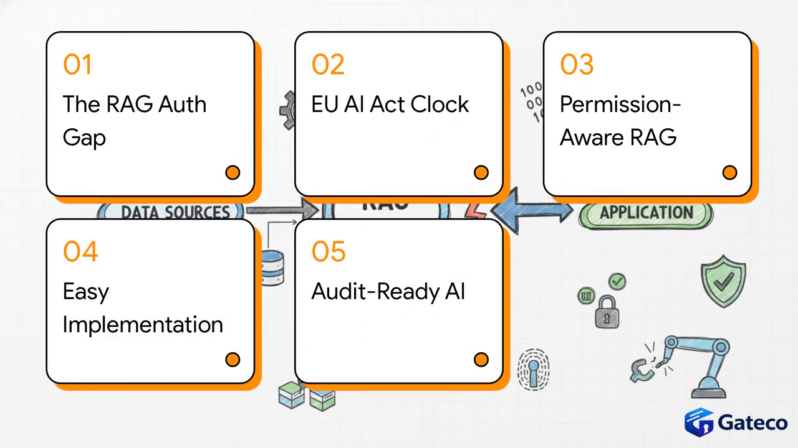Okay, let's dive into our roadmap for today. We're going to cover the RAG authorization gap, the ticking clock of the EU AI Act, what true permission-aware retrieval looks like, how developers can easily implement it, and finally, how to achieve audit-ready AI. Let's get right into it.